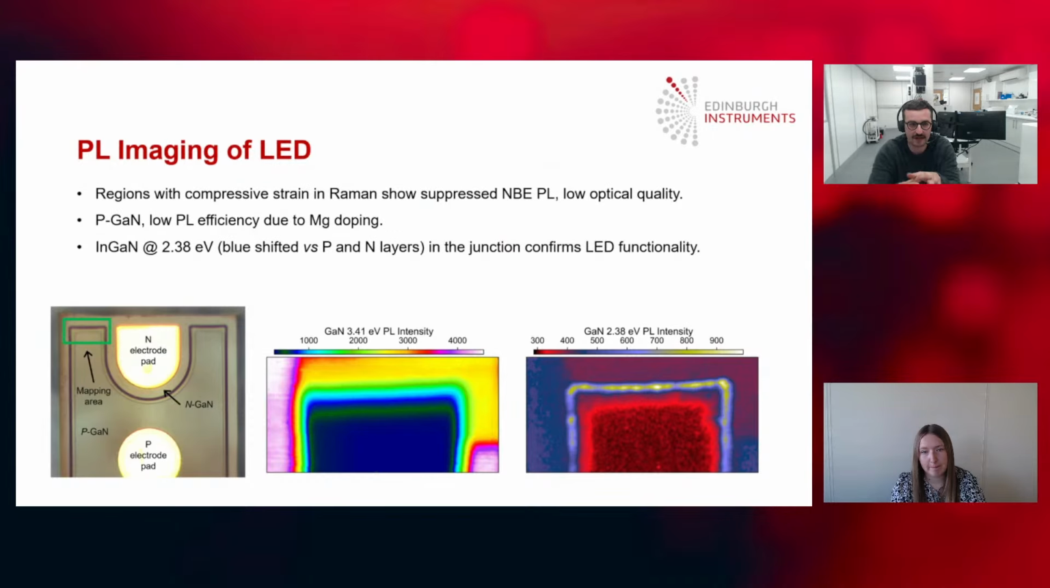The P-GaN in the middle shows inherently lower PL efficiency because of magnesium doping, which essentially introduces acceptor levels within the semiconductor that compete with radiative recombination.